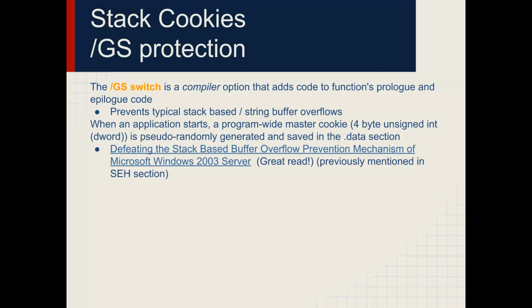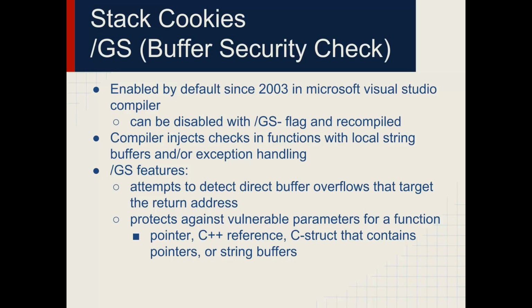GS stack cookies is a compiler option that adds code to a function's prologue and epilogue to prevent overwriting the return address and other useful pointers. It has been enabled by default since 2003, and can be disabled. However, it's never recommended. But it allows you to detect buffer overflows that try to target the return address, as we've already stated.